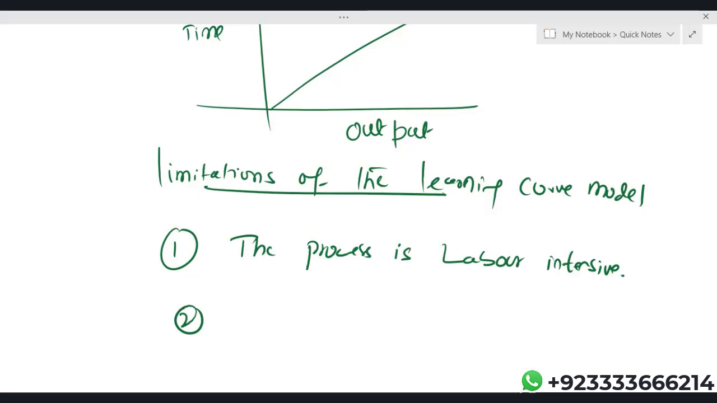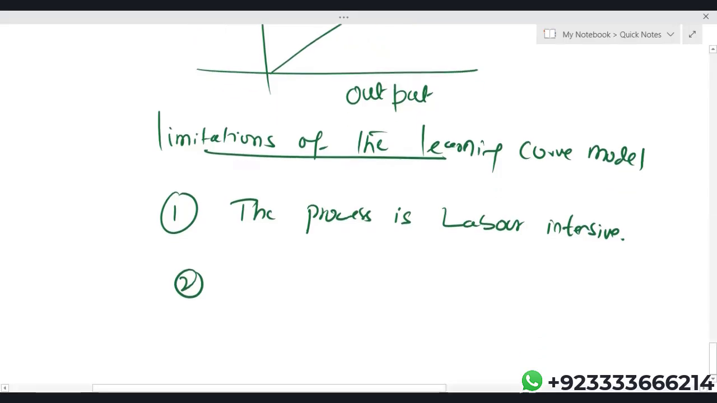Another thing is, when you are doing the same work again and again, you'll be performing the same work in a better, more efficient way. Another limitation is the product is new. Let's say in a modern environment, products have a short life. So on a regular basis, you will be producing a new product. If on a regular basis you are producing a new product, how can you have the effect of the learning curve? There will be no effect of the learning curve.